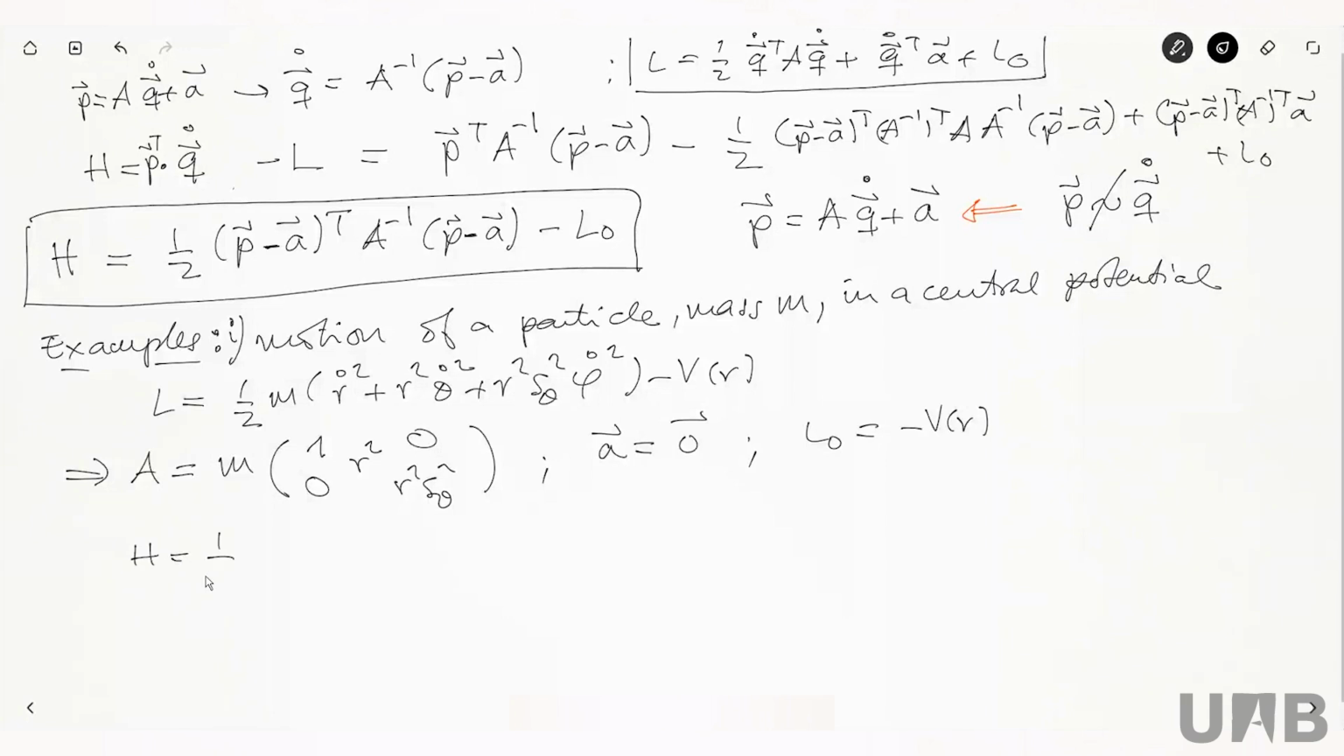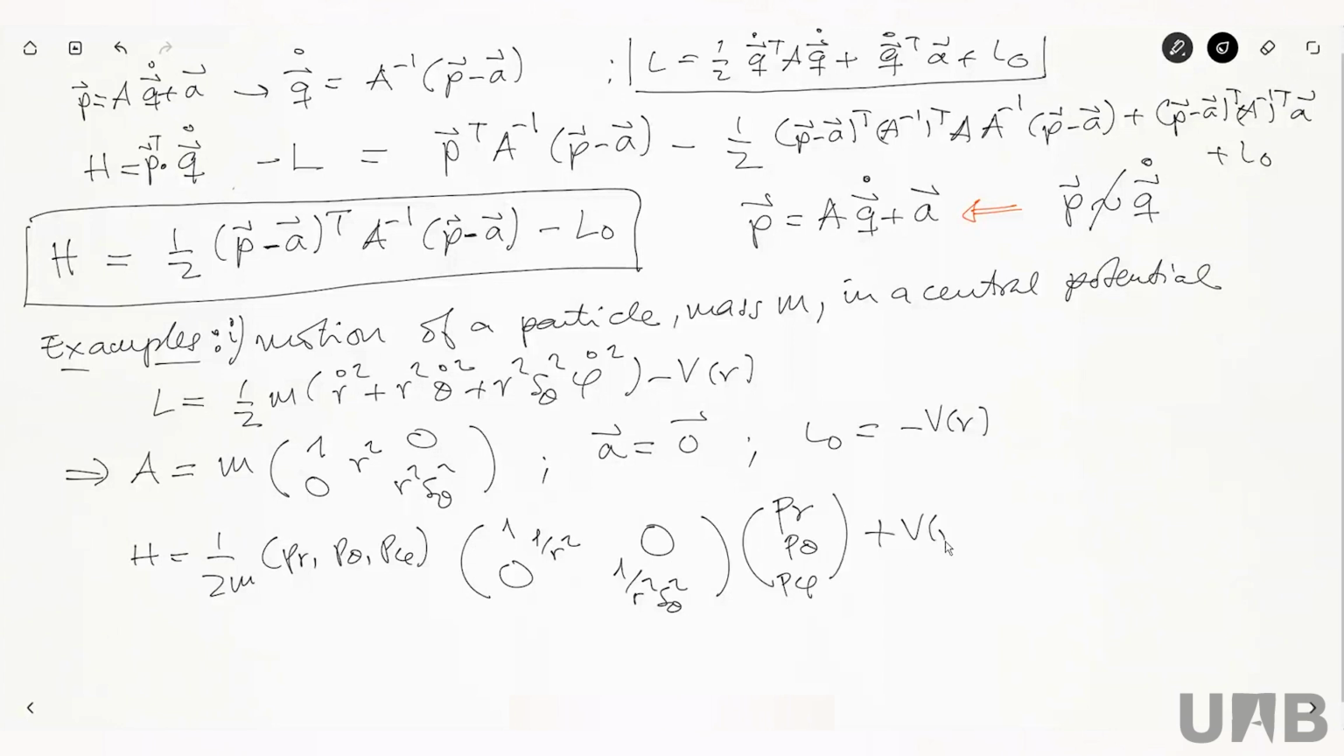The Hamiltonian is going to be 1/2m, by the way, here I forgot an m. Here is okay if I absorb the m in what I define to be the matrix A. So this is going to be 1 over 2m times P_r, P_theta, P_phi, then the inverse of this matrix. So this is 1 over r squared and 1 over r squared sine squared theta with zeros in the off diagonal, times P_r, P_theta, P_phi, plus V of r.